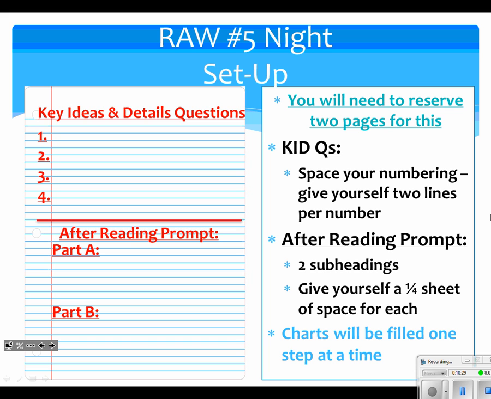We'll be working with each essential chart kind of at a separate pace, so starting with the kid cues, then moving to the after reading component. I am going to give you folks kind of a decision making here of whether you want to read the piece together or if you want to complete reading the piece and the kid cues on your own.